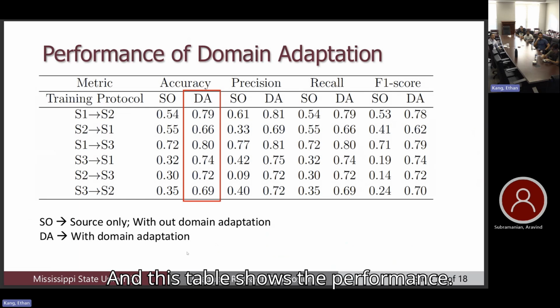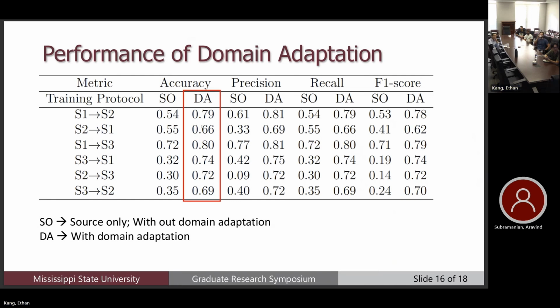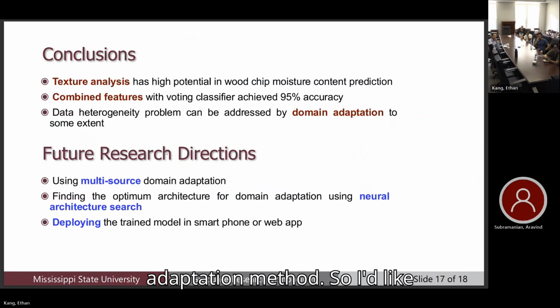And this table shows the performance. For example, earlier we were having 54% accuracy. If we train and test on, let's say, training on source 1 and testing on source 2, we get an accuracy of 54. But if we use the domain adaptation method that we propose, we get an accuracy of 79%. So these results definitely show a great improvement if we use the domain adaptation method.